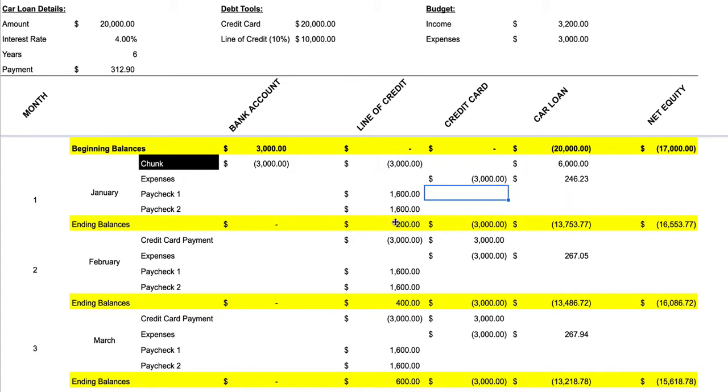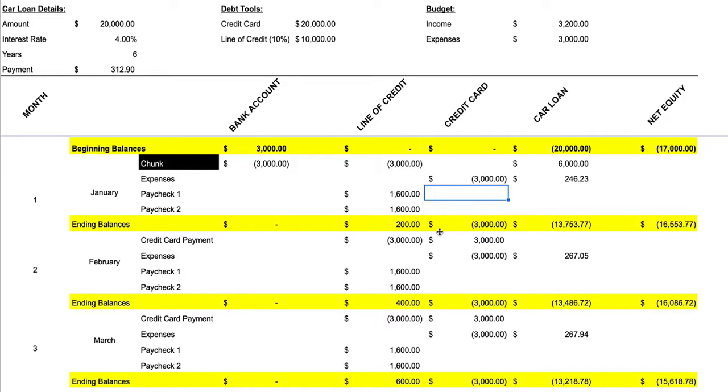And why is it $200 extra? Remember, your income minus your expenses for your budget is $200. So that extra $200 is what you're using to build back up the line of credit, right? And so, because right now you have a surplus of $200 in the line of credit, but you also keep in mind you have to pay back this negative 3,000 on the credit card, right?